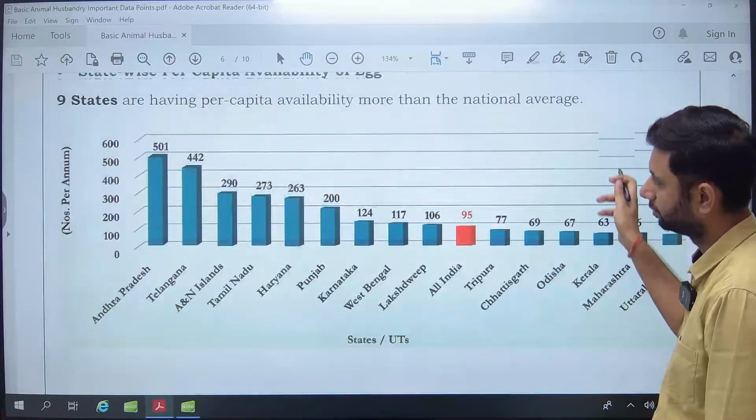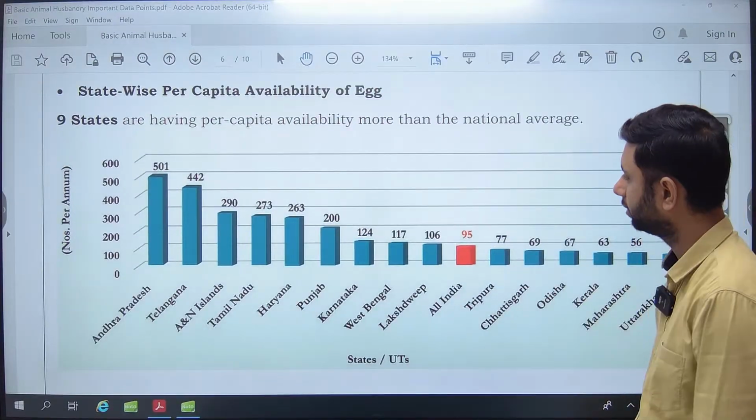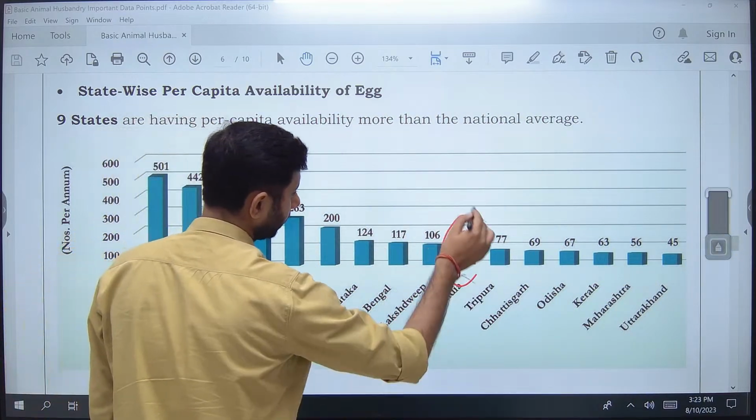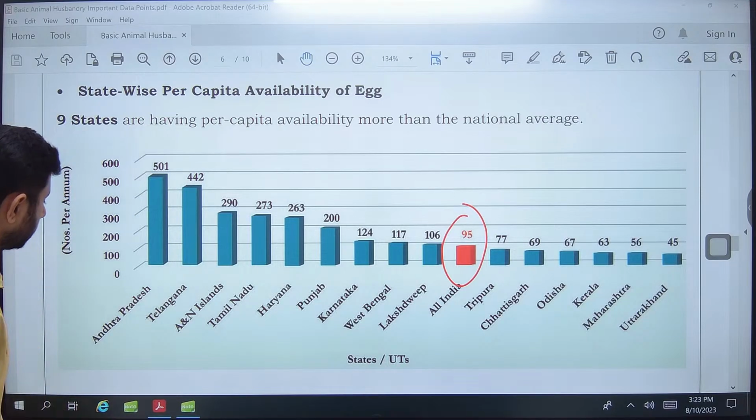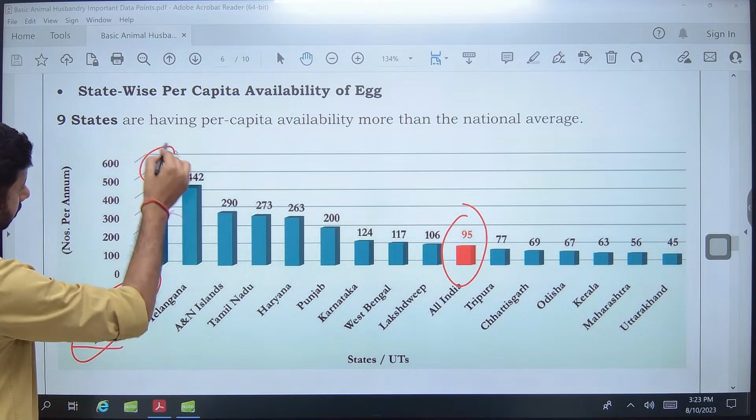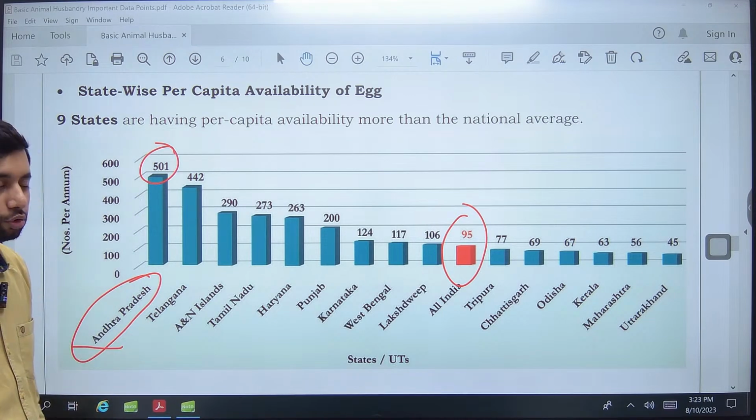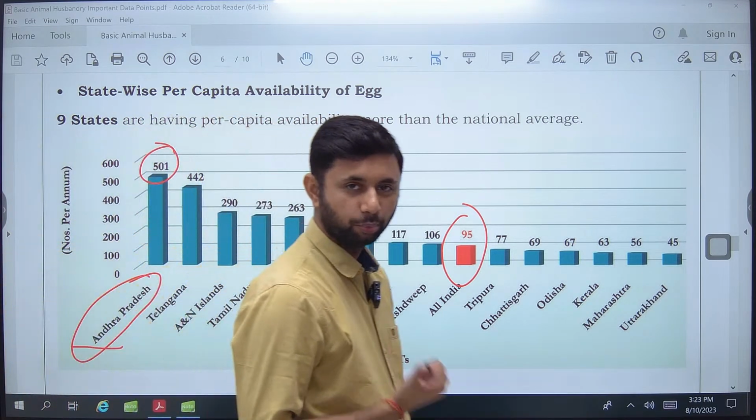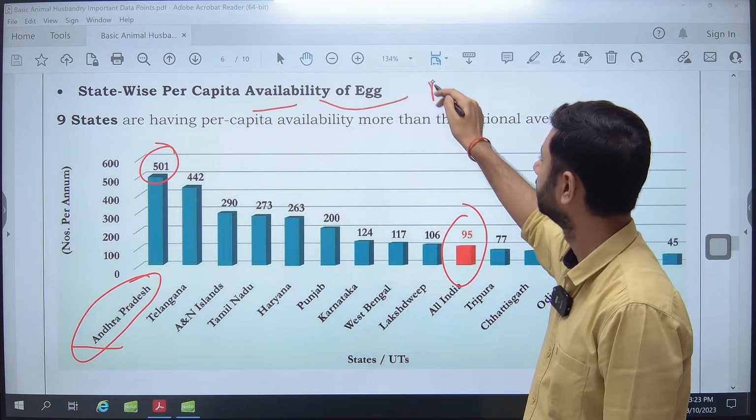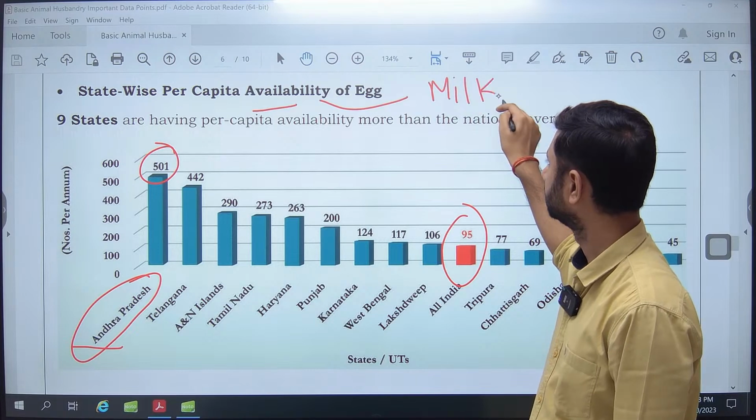Now we come to state-wise per capita availability of egg. So all India is 95, and the topmost is Andhra Pradesh with 501. So which state reported top per capita availability in case of milk? Tell me in the comments.